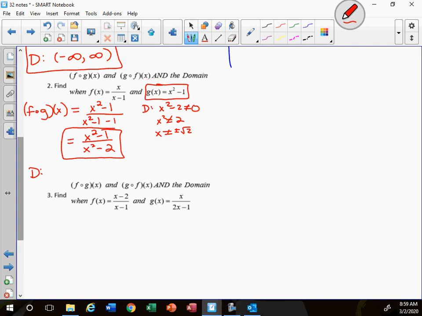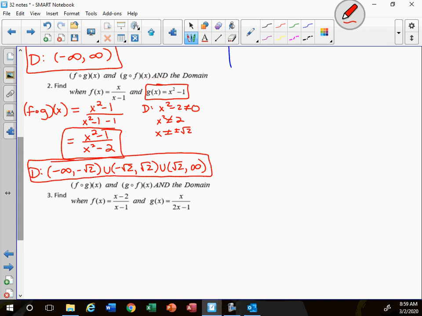So how do I write my domain in interval notation then? Perfect. Negative infinity to negative root 2, negative root 2 to root 2. It's easy to forget that middle section, so don't do that. And then root 2 to infinity. So you're just jumping over those two values. Okay?